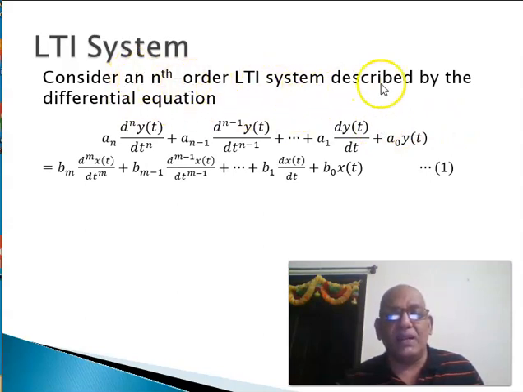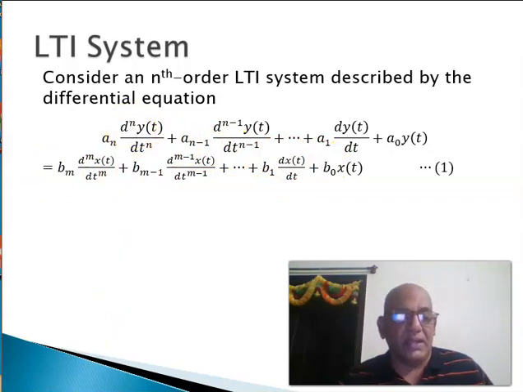Consider an nth order LTI system described by the differential equation given here in equation 1. This a sub n minus 1, a subscript 1, and a0, all these terms with b subscript m all the way up to b0, these are constant coefficients. An nth order linear time invariant system is described by a differential equation with constant coefficients where you have nth derivative appearing.